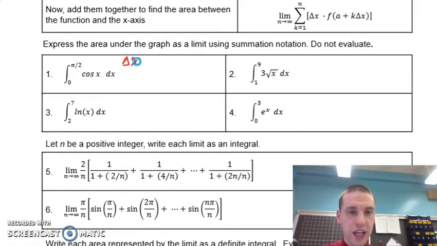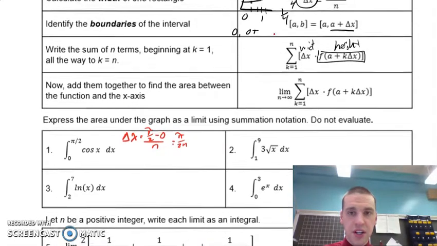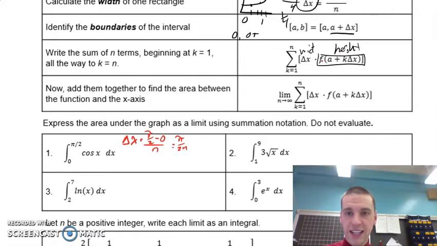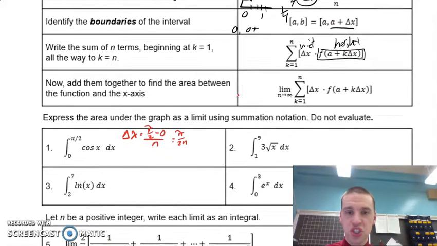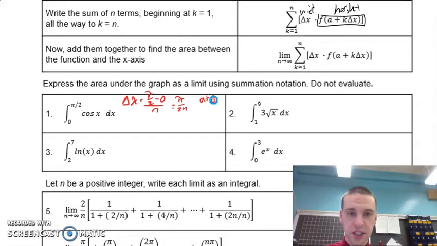We've got change in x. Change in x is the interval, pi over 2 minus 0, divided by n. That's going to give us pi over 2 divided by n, which is pi over 2n. We are then going to find the boundaries, and we're going to find the height. But we're going to look at a plus delta x. So a plus delta x is going to equal a, 0, plus pi over 2n, which is just equal to pi over 2n.